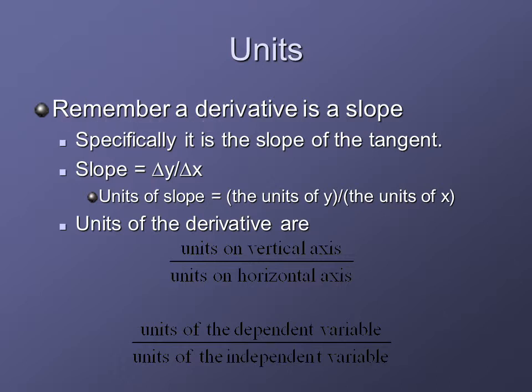Remember that in physics, another complication we have to deal with is units. An easy way to figure out what the units of a derivative are is just to remember that it's a slope. It happens to be the slope of a tangent, but it's still a slope. And to calculate slope, you do delta y over delta x, and so the units of slope are going to be the units on your y-axis divided by the units on your x-axis, or the units on your vertical axis divided by the units on your horizontal axis, or the units of your dependent variable divided by the units of your independent variable.